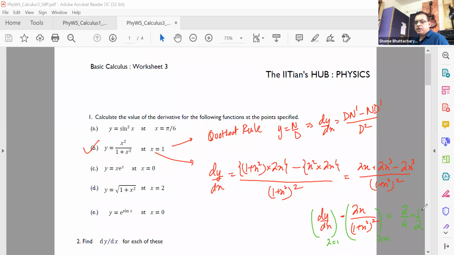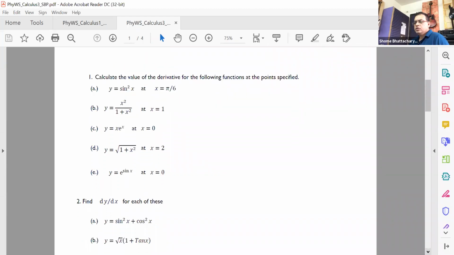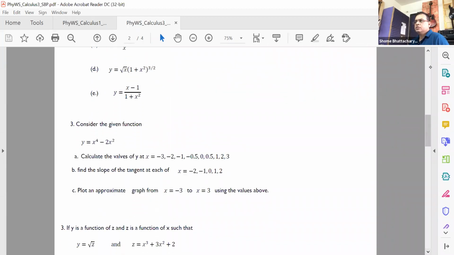So we've done B part, we have done D part. Om, you are asking question 5 of this worksheet only, no? Right. Jinendra, you have also asked for question 5. Okay, so let's go through this. Before we come to question 5, any doubts in the second question?